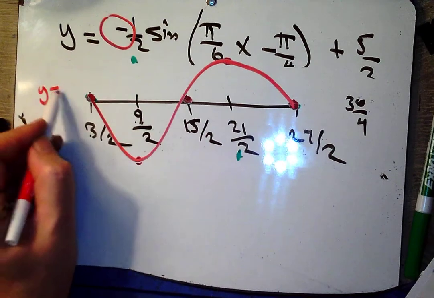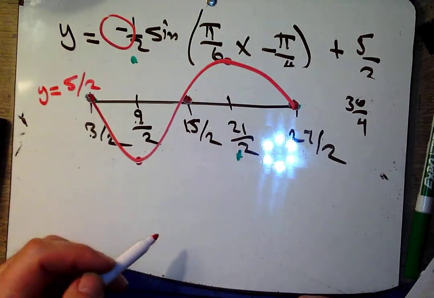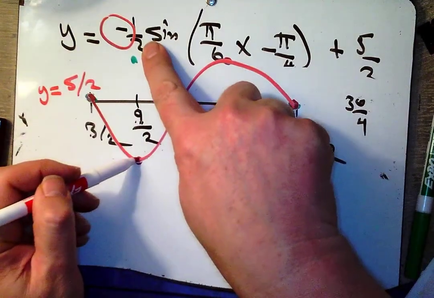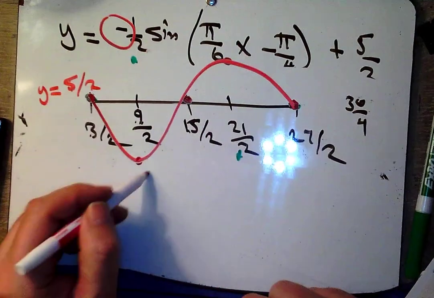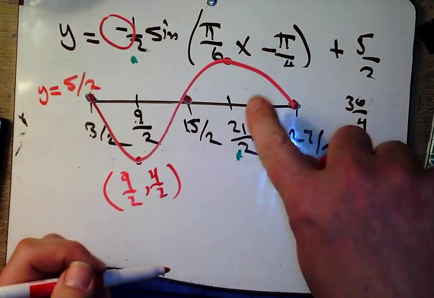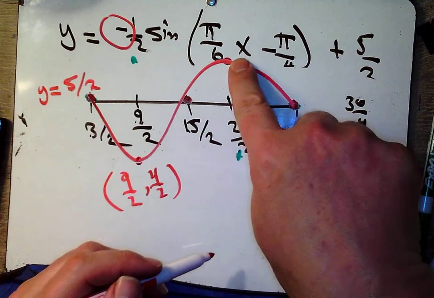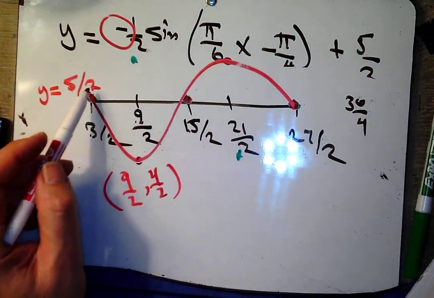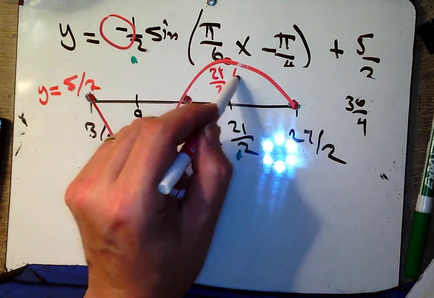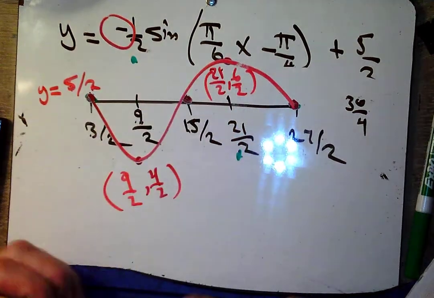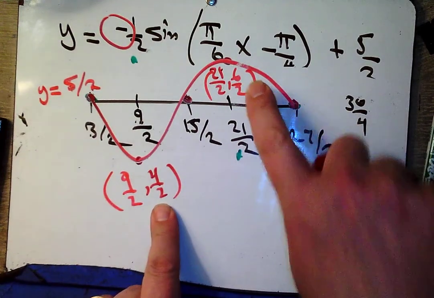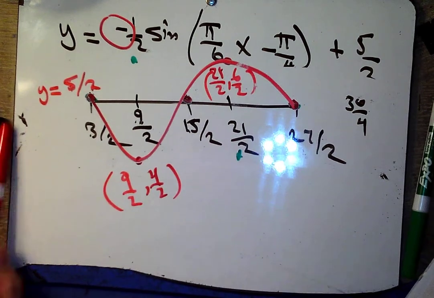And we're going to label y equals 5/2 as our sinusoidal axis. And we're going to go down 1/2. 5/2 minus 1/2 is 4/2. And here, we're going to go up 1/2. 5/2 plus 1/2 is 6/2. So 21 over 2, 6/2. You can certainly simplify this to 2 and simplify this to 3. I don't care. Really. It's fine by me.